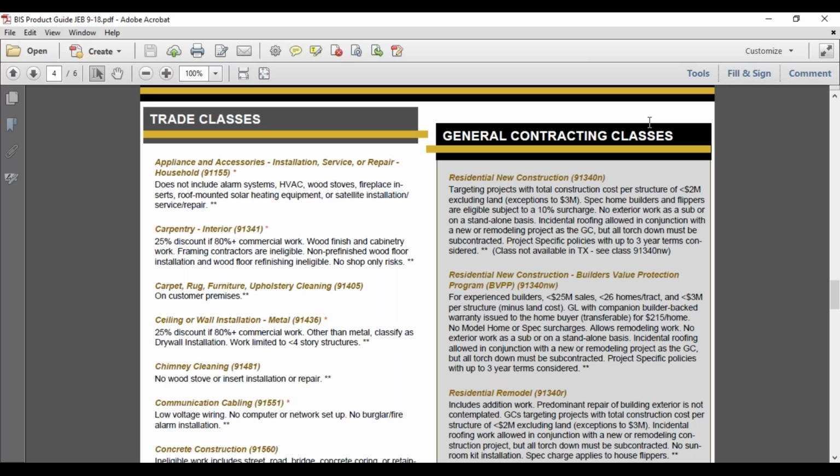We allow spec home builders. Yes. Sorry, just since there's so many classes here, do you think we could zoom out a little bit more just to show everything here?